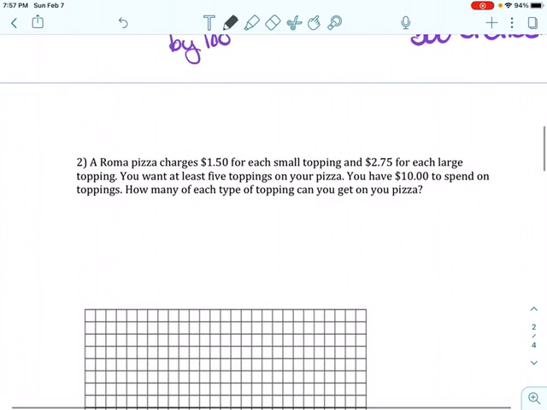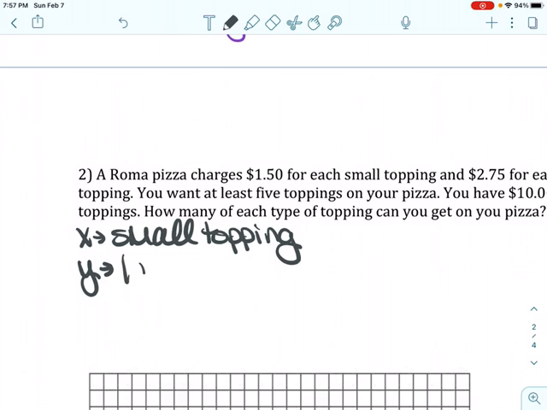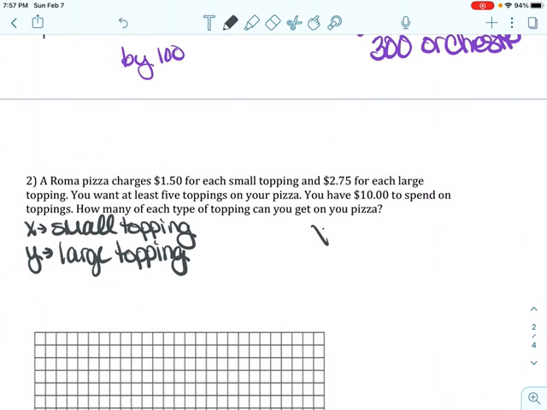All right, so I guess we'll go x for small and y for large. So x is our small toppings, and y is our large. Okay. All right, so you can always just start out with this: you're going to have a positive amount of large and small toppings on your pizza. Okay, and so we only have $10, which means we cannot exceed $10.